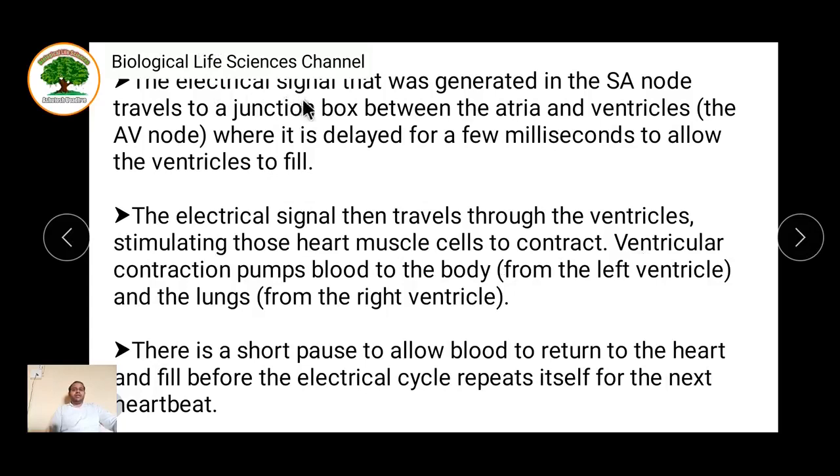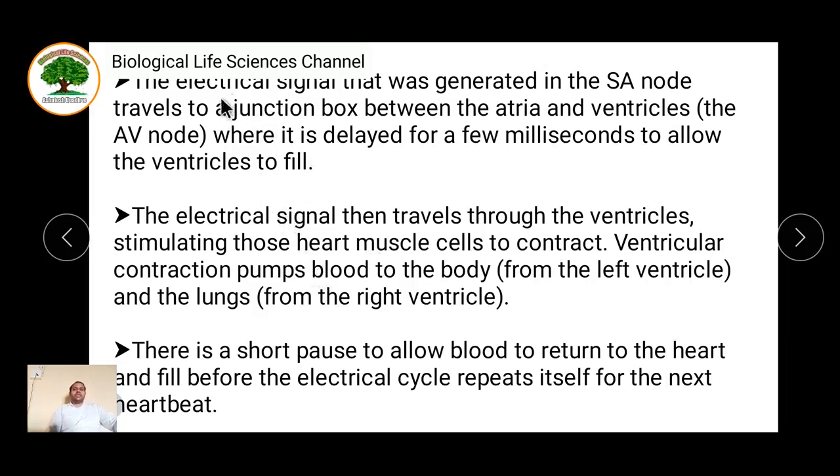The electrical signals that are generated by the SA node then travel to the junction box between atria and ventricles, where the AV node lies, where it is delayed for a few milliseconds to allow the ventricles to fill. So now here the ventricles are going to be filled with blood, and after that they are going to contract.